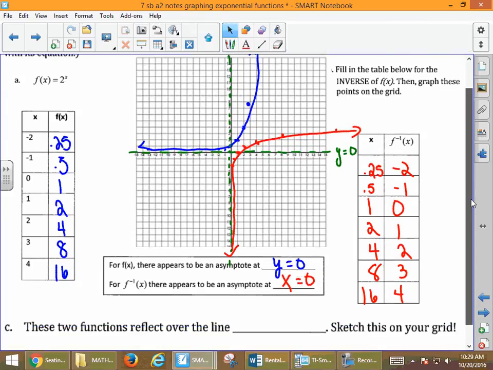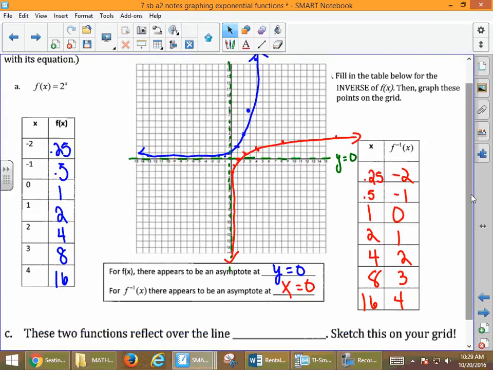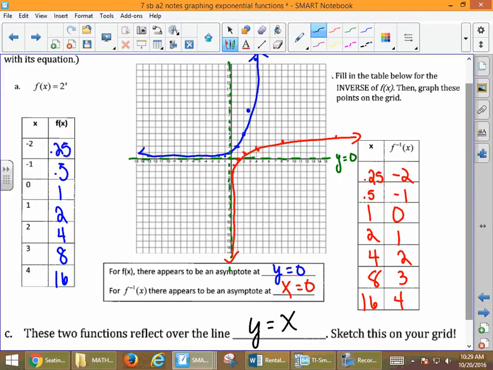One more thought about this picture here. These two functions reflect over the line y equals x. What that means is, if we draw in the line y equals x, which goes from the bottom left-hand corner to the upper right-hand corner and through the origin, if we folded our paper along that dotted black line, the red graph would land exactly on the blue graph.